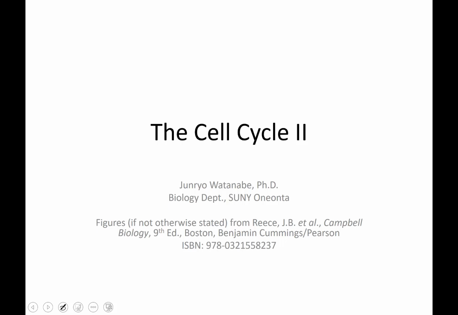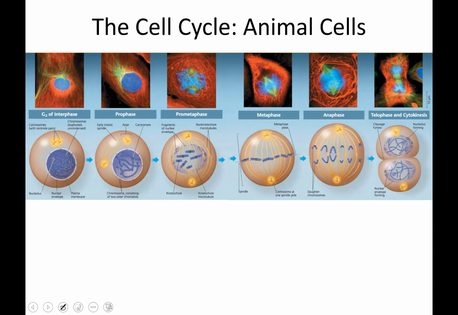In this video, we're going to continue our talk on the cell cycle. Remember, we talked about the cell cycle of the animal cells: the prophase, the prometaphase, metaphase, anaphase, and telophase. Then in the last lecture, we forayed into the S phase, or synthesis phase of the cell cycle, and we talked about how DNA is synthesized during the S phase. Now we're going to come back to the cell cycle.